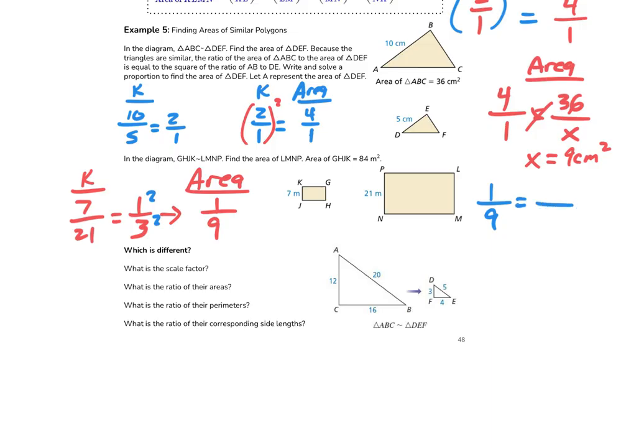It tells me the area of GHJK is 84. Okay, so where is 84 going to go? Is it going to go on top or is it going to go on bottom? Okay, how come, Leah? It's the smaller one, right? They tell me GHJK. GHJK is the smaller figure, right? 84 goes with the smaller one. So 84 has got to go on top because 1 is smaller than 9. If they would have given me the big one, then I would put it on bottom. We're trying to find the area of the big guy.